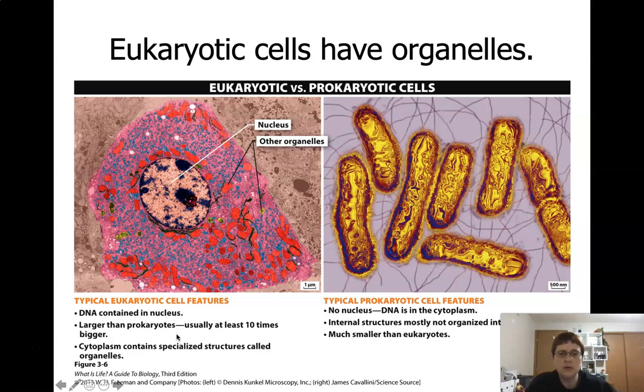So one, as we talked about previously, the DNA in a eukaryotic cell is in a nucleus, so we can now see that structure here. They are bigger than prokaryotes, usually at least 10 times bigger. So much, much larger, and that has a lot to do with the fact that they have these specialized structures, these compartments, and those compartments we call organelles, or little organs. These organelles are going to have special jobs. We're going to take a look later on in this chapter at the different organelles and what jobs they're doing.